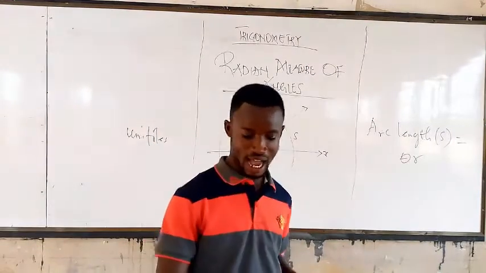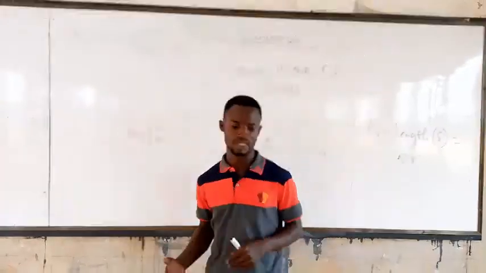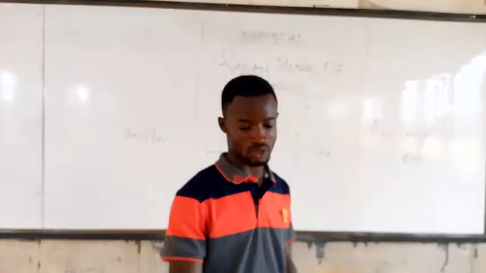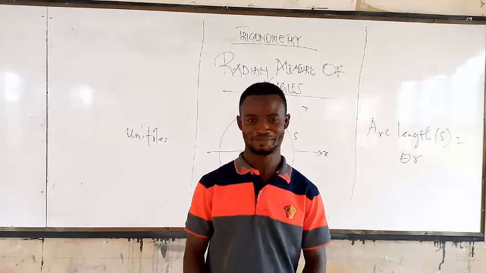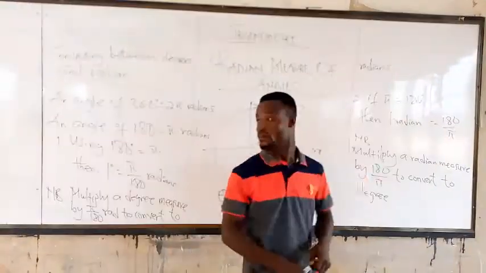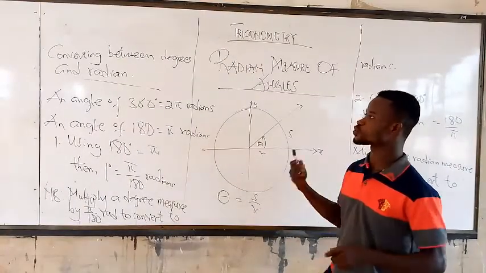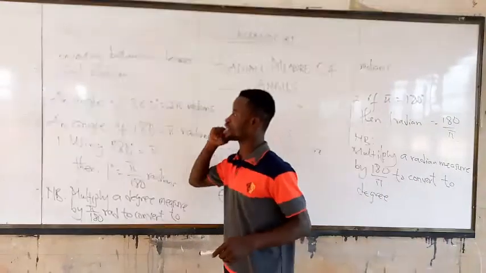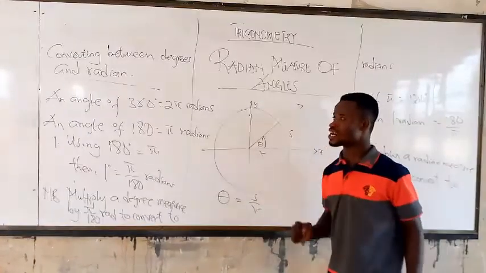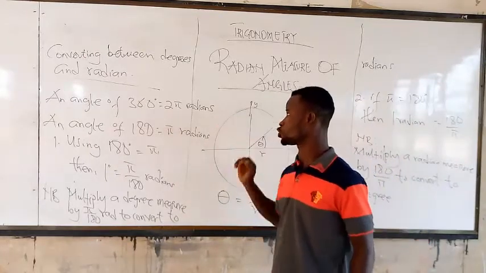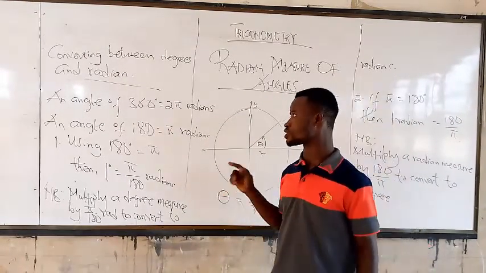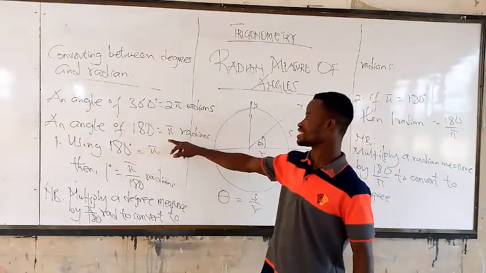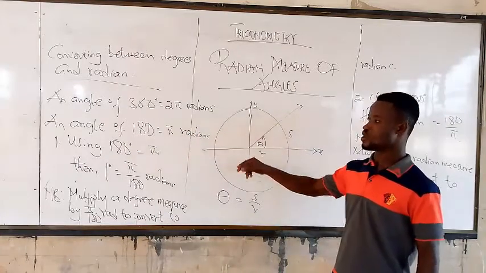So now let's see how to convert between degrees and radians. Let's continue. An angle of 360 degrees is equal to 2 pi radians. An angle of 180 degrees is equal to pi radians.